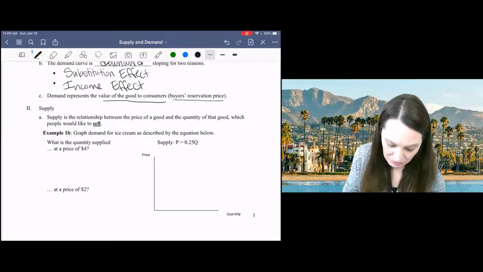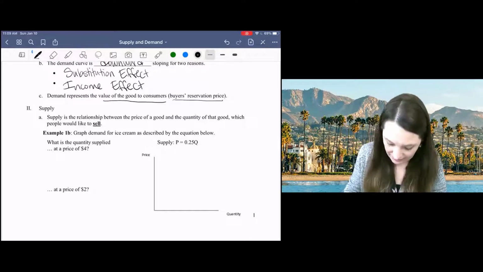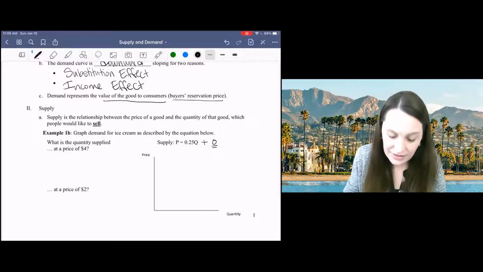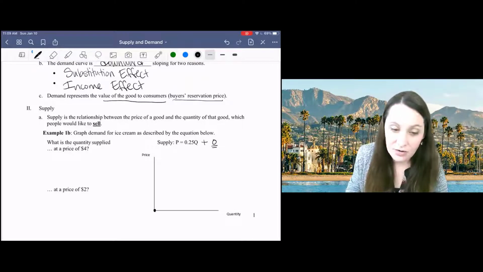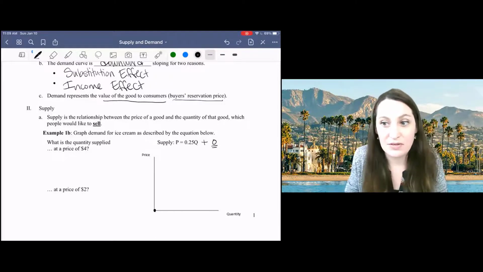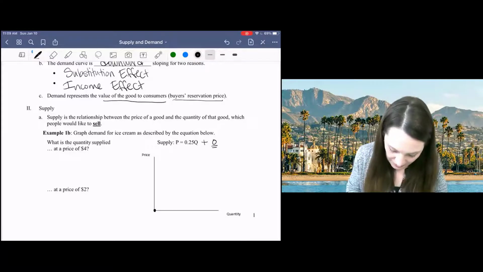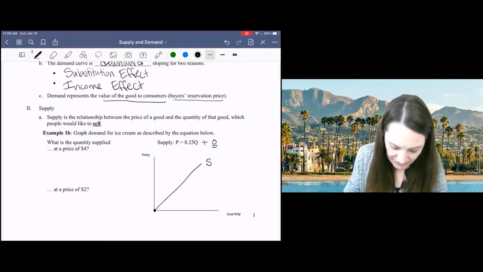And if we want to plot that, the first thing we need to do is identify the y-intercept. The y-intercept of this equation might at first seem a little tricky because there's no number on its own, but there's an implied plus 0 here. So we know that the y-intercept of this equation is 0. When P equals 0, Q also equals 0. Then you can just draw a straight line up from there to represent the supply curve.